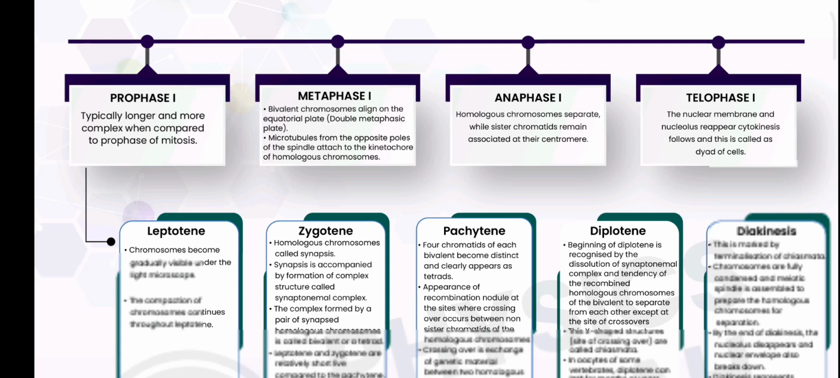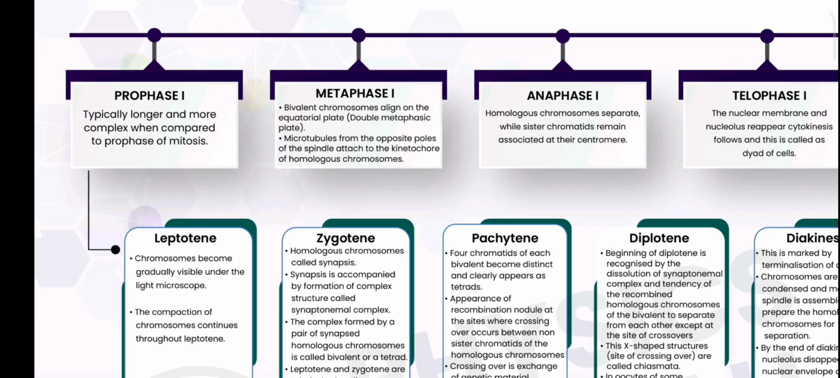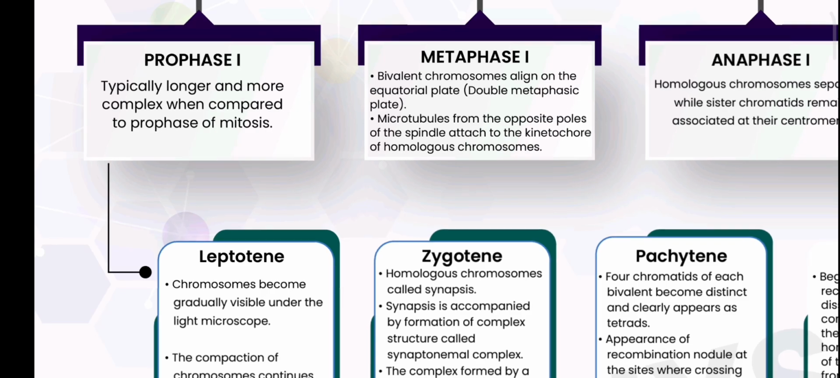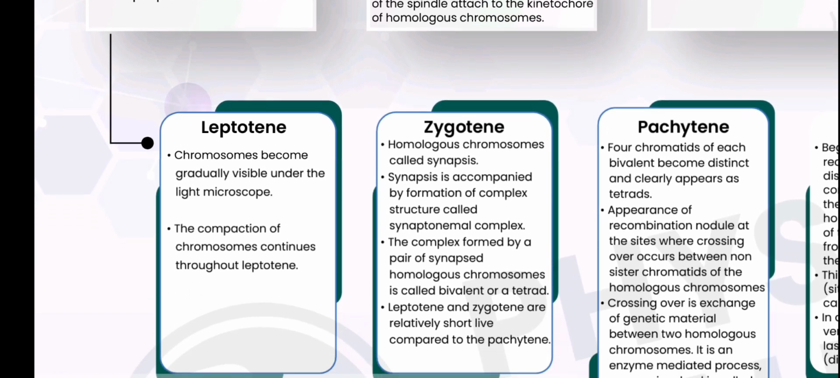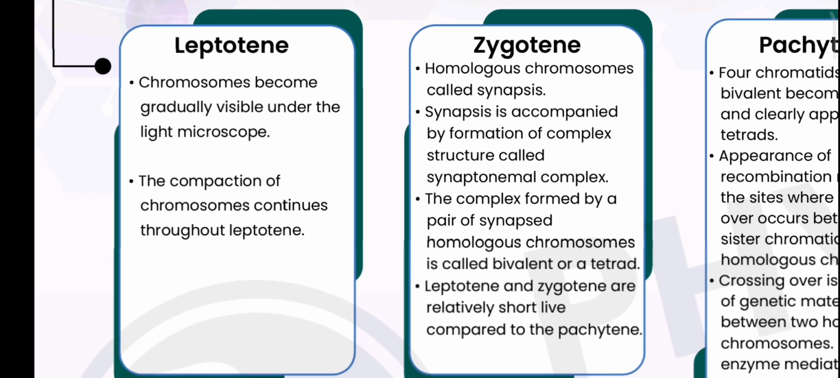First is prophase 1. Prophase 1 has leptotene, zygotene, pachytene, diplotene and diakinesis. Prophase 1 is typically longer and more complex when compared to prophase of mitosis. Leptotene: chromosomes become gradually visible under the light microscope. The compaction of the chromosomes continues throughout leptotene.